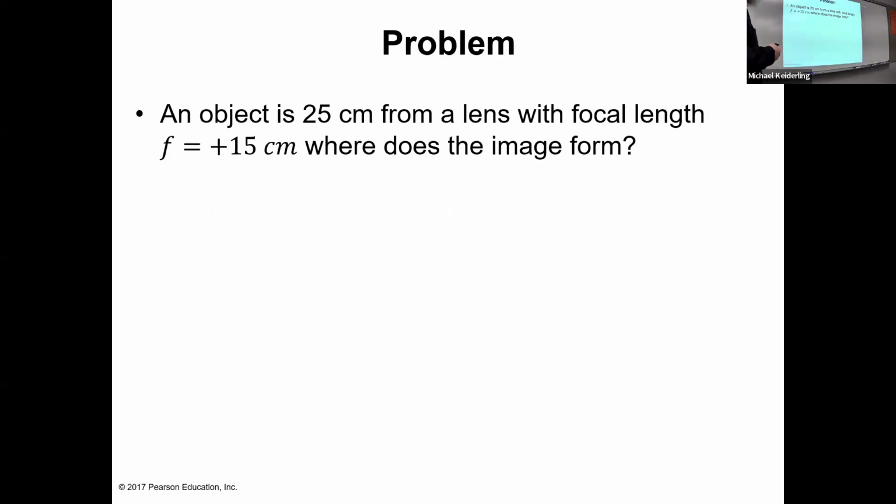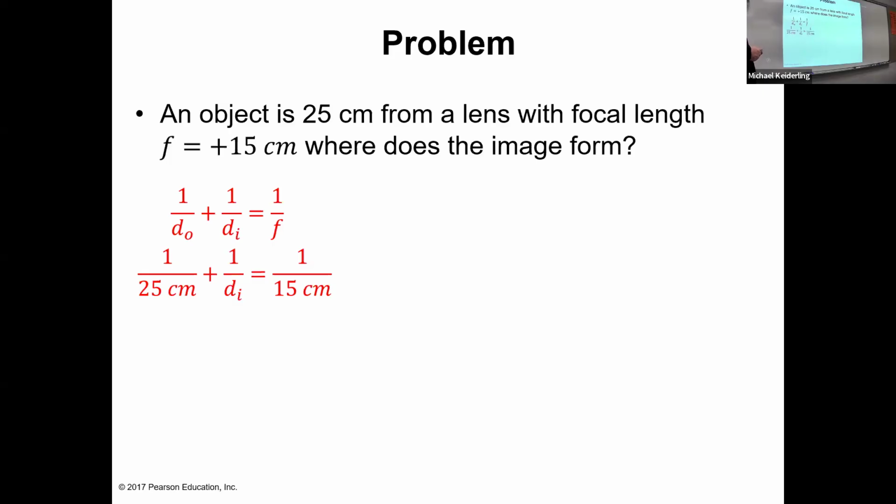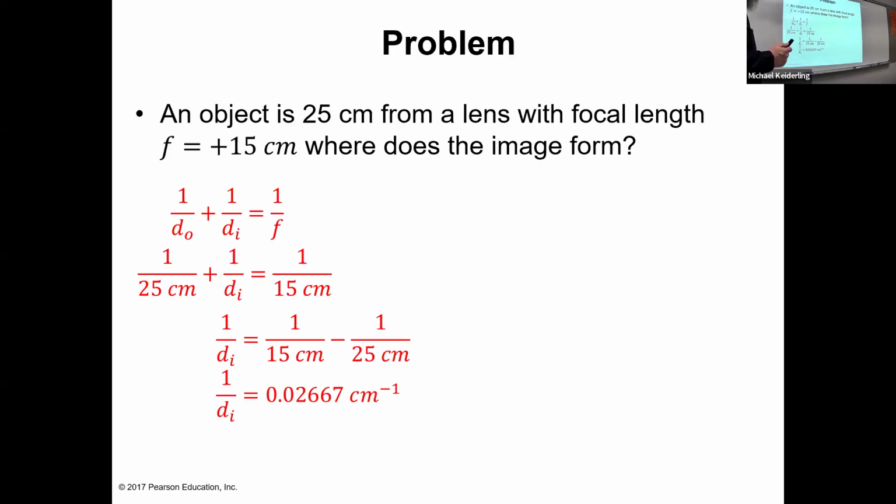An object 25 centimeters from a lens with focal length plus 15 centimeters, where does the image form? 1 over DO plus 1 over DI equals 1 over focal length. 1 over 25 centimeters plus 1 over DI equals 1 over 15 centimeters. So 1 over DI is 1 over 15 centimeters minus 1 over 25 centimeters. So 1 over 0.02667 centimeters, which comes out to 37.5 centimeters. And be careful with these. You can make mistakes by not inverting enough times.